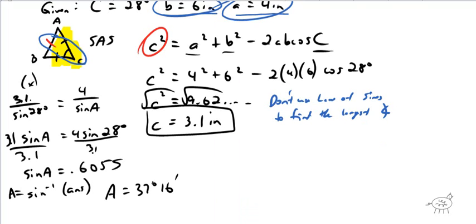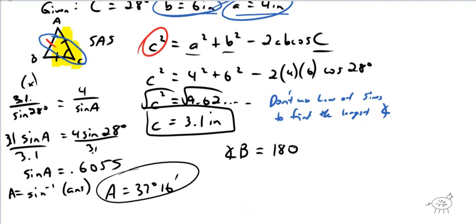Okay, so that's another answer. And now my last thing is I need to find angle B. This is important now because you can't use law of sines anyway, because B is the biggest angle. So I'm just going to do 180 minus the original angle, which is 28 degrees. So I'm basically subtracting the two angles.